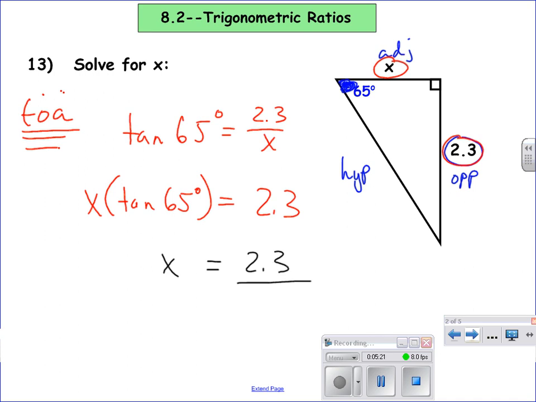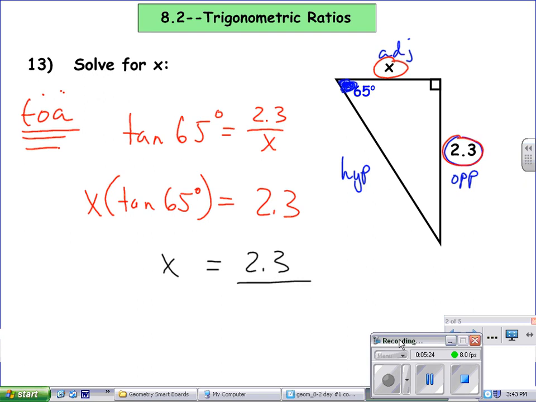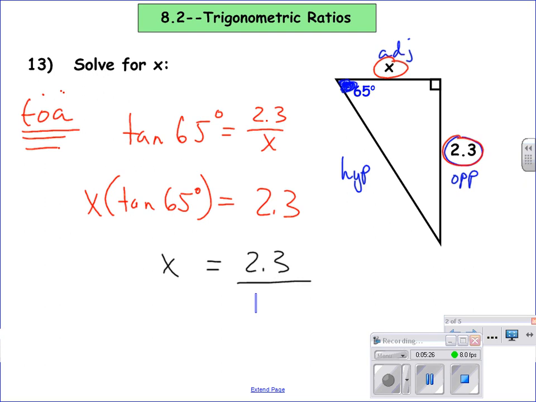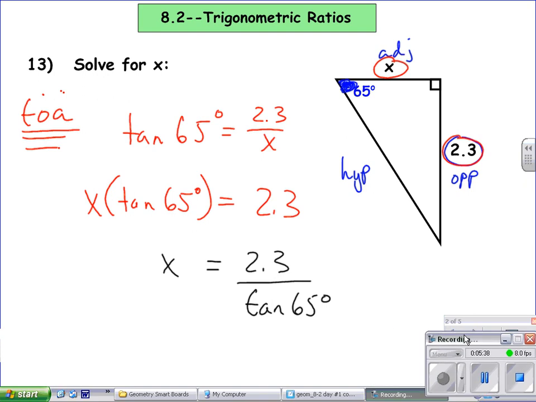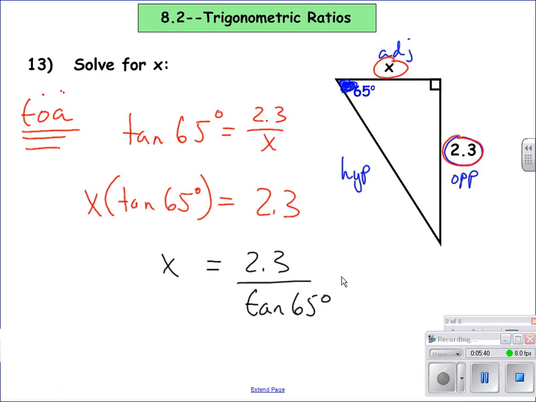Well, next step is going to be x equals 2.3 divided by the tangent of 65 degrees. Divide both sides by the tangent of 65 degrees, right? Algebraically, you guys all know that algebra. So now we're just plugging into our calculator. 2.3 divided by the tangent of 65, and you get a grand total of 1.07. Typically, unless they tell us otherwise, for the sides, we'll go with the nearest tenth, and we'll call this 1.1.